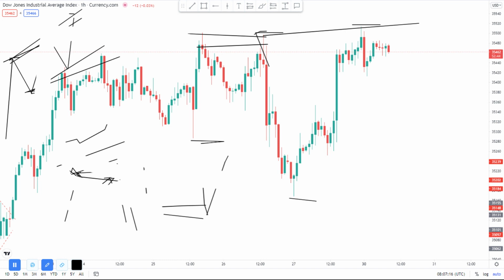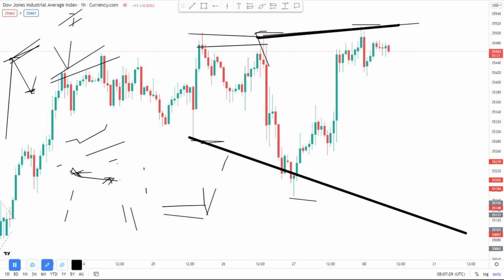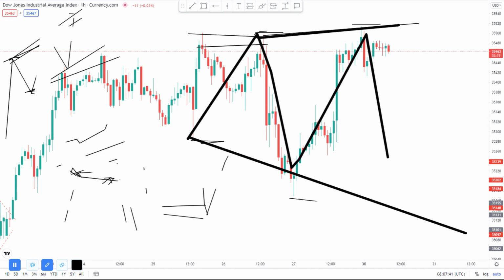If you connect those points, you're gonna get something like that. Let me just try to be distinct about this. You're gonna get something like that, and then if you try to connect those two, you're gonna get something like that. So as you can see now, we have some sort of structure that's happening.